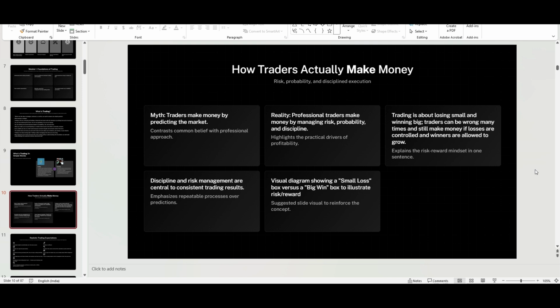सो वी विल टॉक अबाउट what is a small loss, what is a big win, what is a big loss, what is a small win, big win, small loss, big loss. ये चार एस्पेक्ट्स होते हैं ट्रेडिंग के, इसके बारे में हम आगे बात करेंगे. फॉर नाउ दिस इज हाउ ट्रेडर्स एक्चुअली मेक मनी.